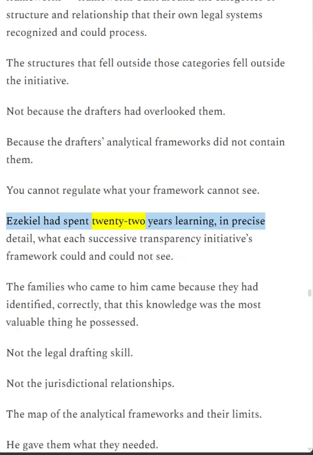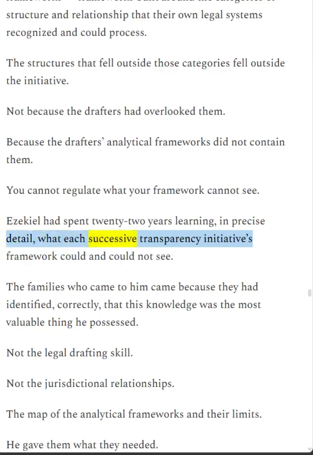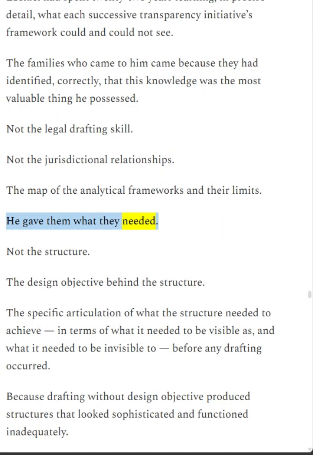Ezekiel had spent 22 years learning in precise detail what each successive transparency initiative's framework could and could not see. The families who came to him came because they had identified, correctly, that this knowledge was the most valuable thing he possessed. Not the legal drafting skill, not the jurisdictional relationships, but the map of the analytical frameworks and their limits. He gave them what they needed, not the structure, but the design objective behind the structure, the specific articulation of what the structure needed to achieve, in terms of what it needed to be visible as, and what it needed to be invisible to before any drafting occurred.